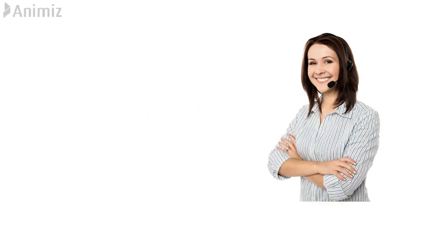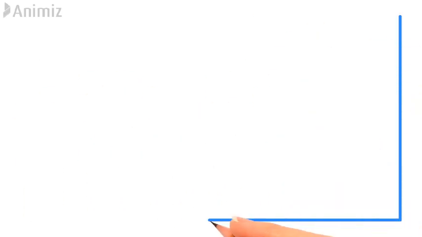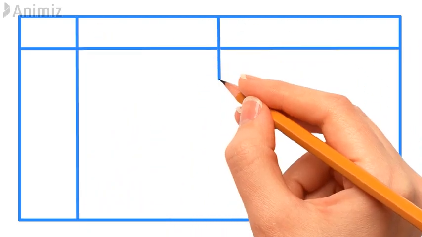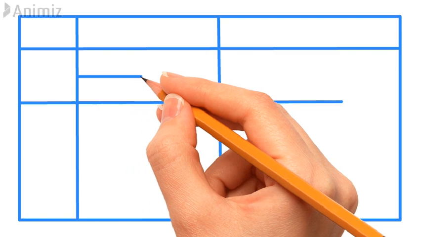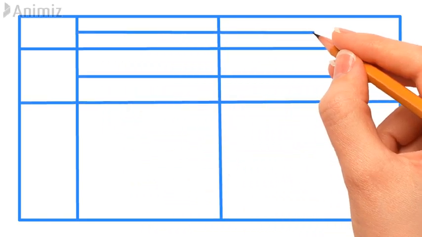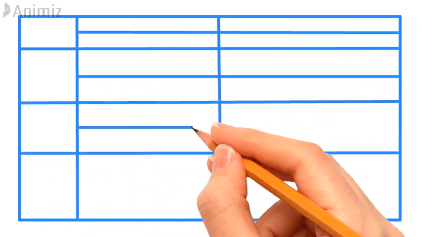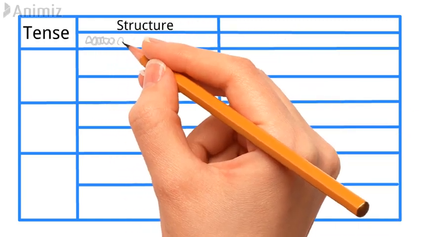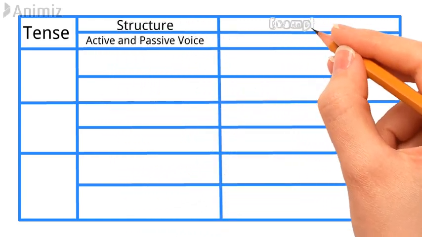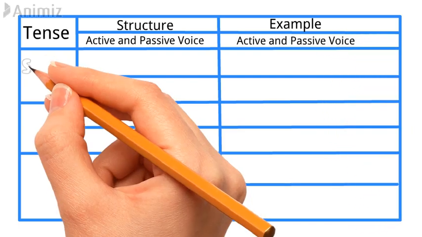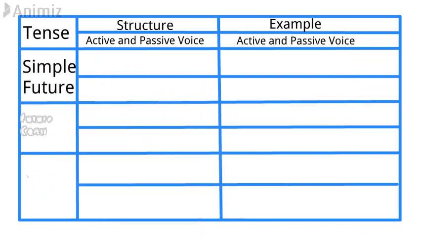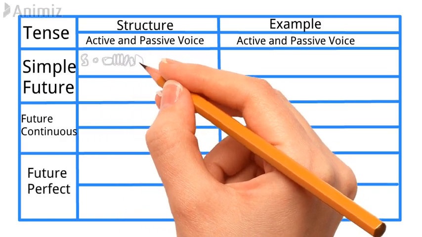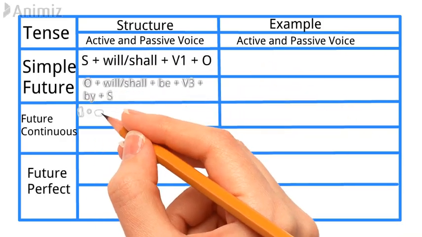Now third, future tense. Here a table is presented before you, the same table as we studied in simple present tense and simple past tense. Now in tense we will study simple future. The structure of active and passive voice and the examples of active and passive voice. First we will study simple future, future continuous and future perfect.